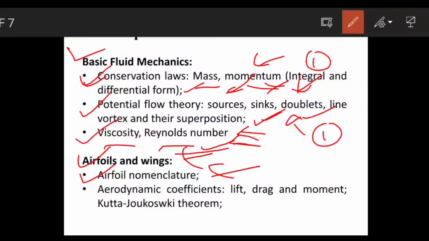Airfoil nomenclature is important, and most second- and third-semester students have done it in basic subjects like introduction to aeronautics and basic aircraft science. Then you can find aerodynamic forces and coefficients like lift, drag and moment. And there is one very important theorem, the Kutta-Joukowsky theorem, which is important to understand lifting properties. So this is a basic topic in airfoil and wings. Let's see the remaining topics.